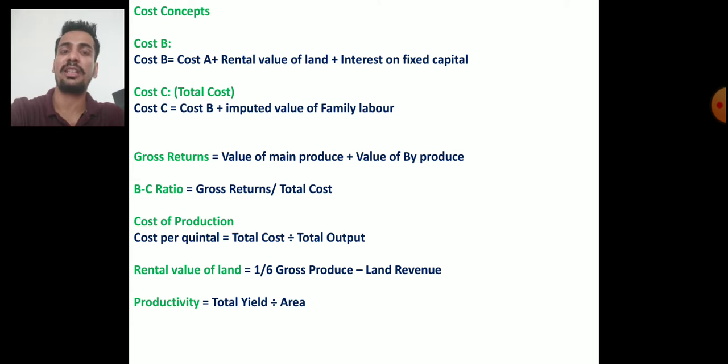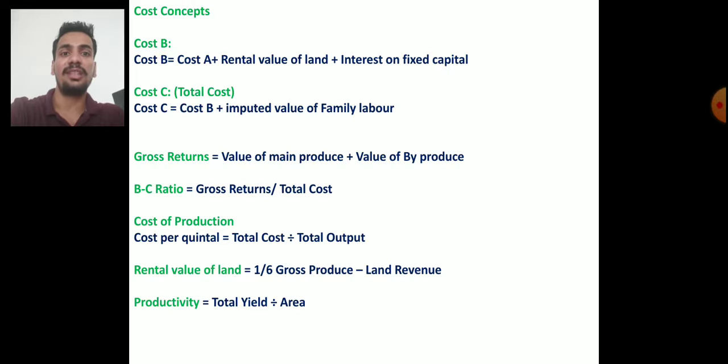Now how to calculate gross return? Value of main produce plus value of byproduce will be your gross returns. Okay. Then next is BC ratio. How to calculate BC ratio? Gross returns or total returns divided by total cost will give you the benefit cost ratio.